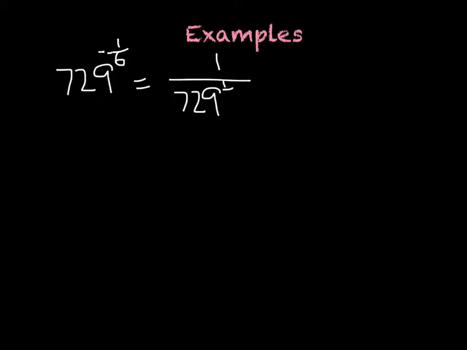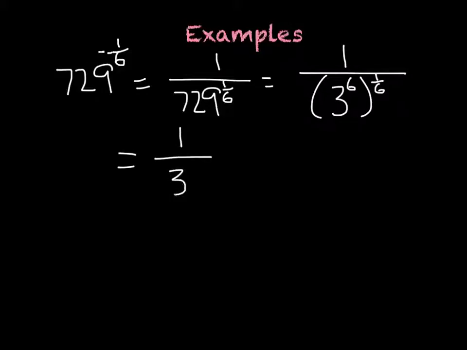Let's look at some examples. We'll start with 729 to the power of -1/6. Now from our rules about exponents, we know that we can rewrite this as 1 over 729 to the power of 1/6. We can rewrite 729 as 3 to the 6th, so then we have 3 to the 6th to the power of 1/6, or just 1 over 3.